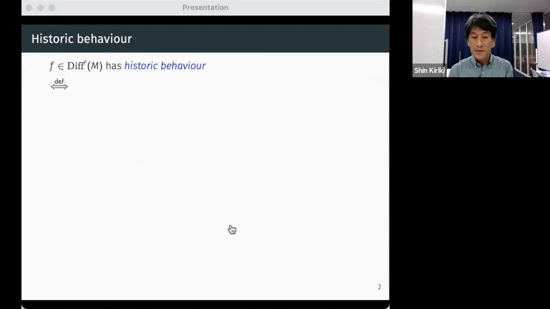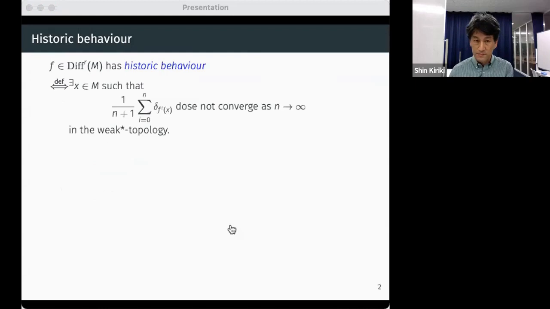Ruelle and Takens said that a map F defined on M has historic behavior if it satisfies the following condition. There is a point X in M such that the average of the Dirac measures supported on the forward orbit of X does not converge to anything as n goes to infinity in the weak-star topology.